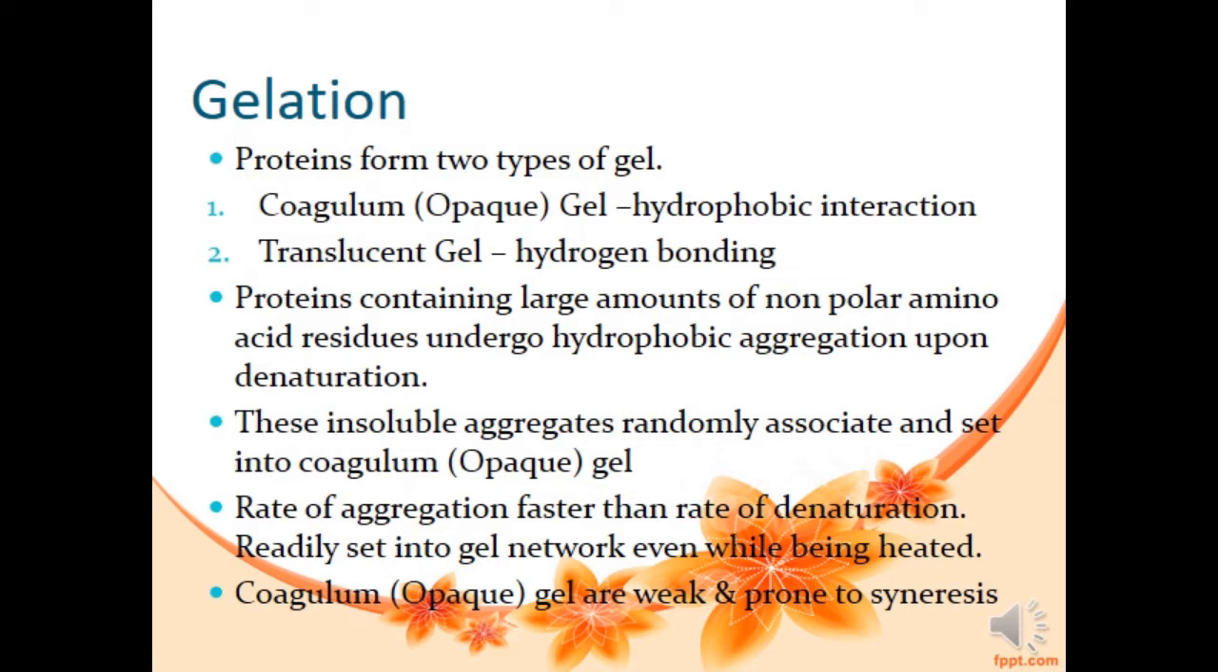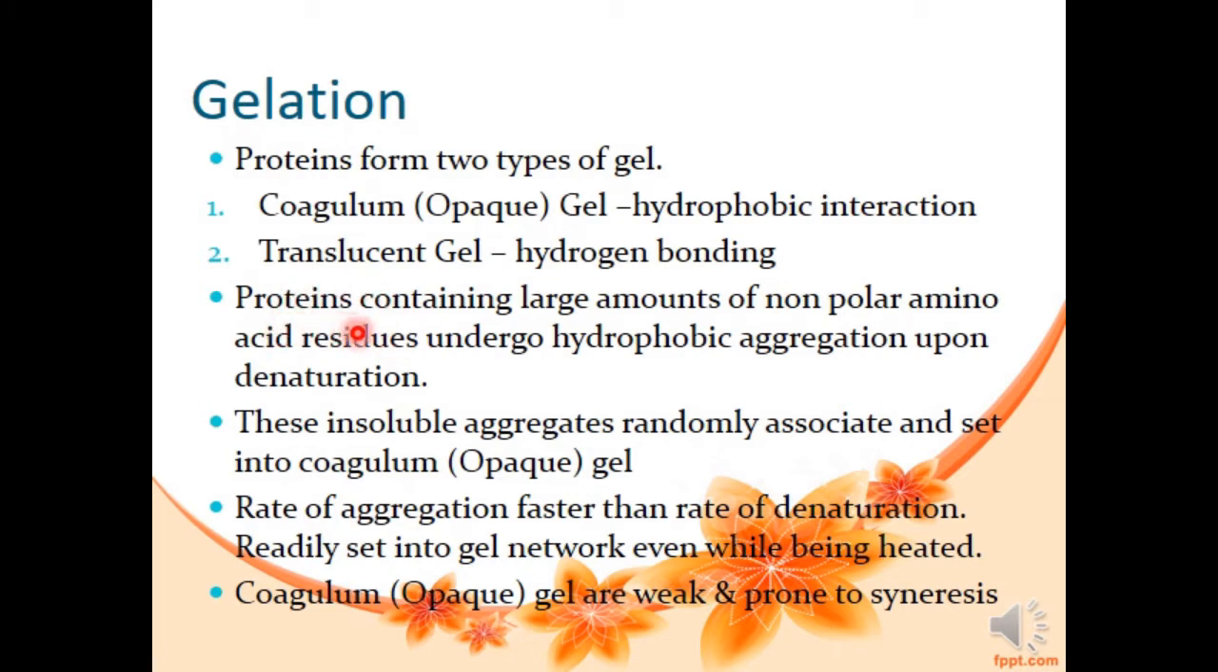So there are two types of gel that protein can form. It's either coagulant or translucent. Another name for coagulant is opaque. Opaque gel is due to hydrophobic interaction. Translucent gel, on the other hand, is due to hydrogen bonding. So from here you can see one gel is from hydrophobic interaction, one gel is from hydrophilic interaction. Now how do these two different gels form? Let us look at opaque gel first, or coagulant gel.